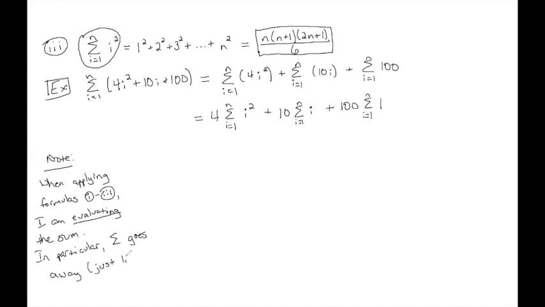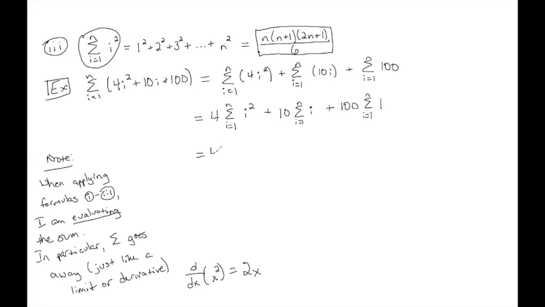Just like a limit or derivative, right? When I take a derivative, d/dx of x squared, I don't write d/dx of 2x. Instead, I just write 2x because I'm evaluating this d/dx. This tells me that I have to evaluate something. It's the same way for a sum.